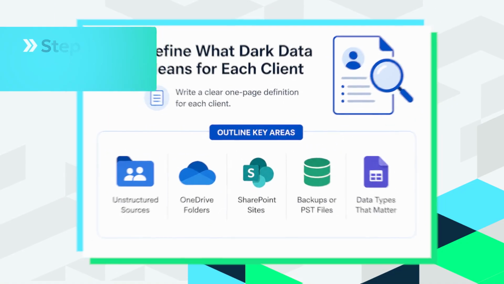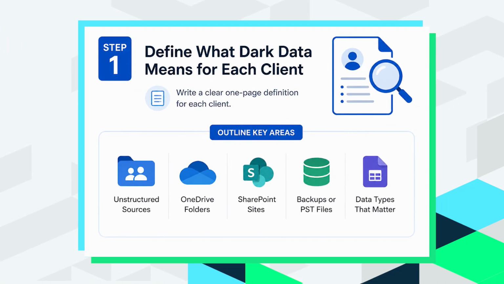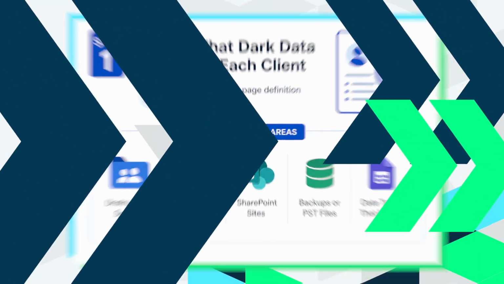Not every organization has the same exposure, so write a clear one-page definition for each client. Outline unstructured sources like file shares, OneDrive folders, SharePoint sites, and backups or PST files, and identify the data types that matter most.